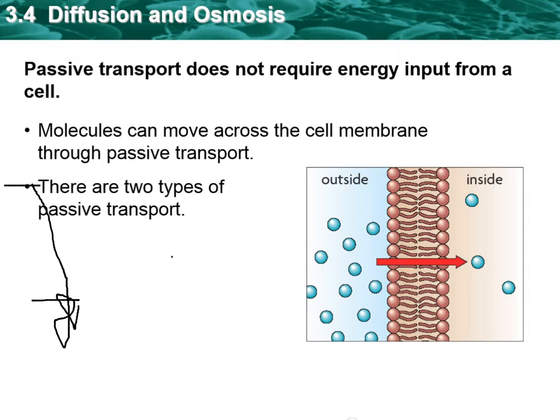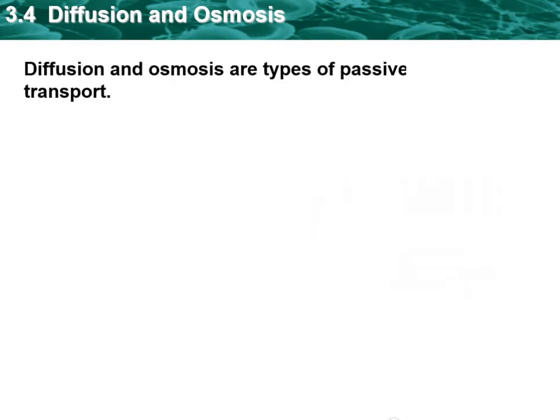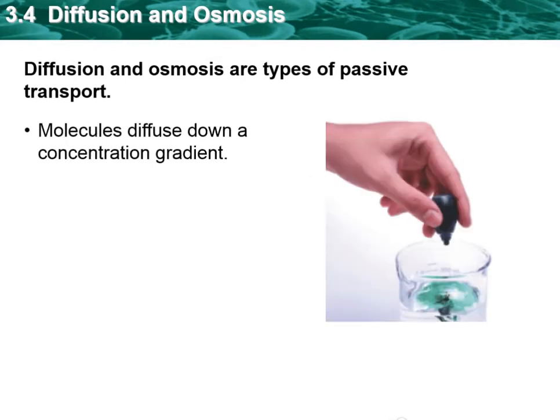So there are two types of passive transport. You have diffusion, and there's osmosis, which is going to sort of fall into that category. Another name for osmosis would be facilitated diffusion. So that's where it has a little bit of help through a protein channel or something like that. So diffusion and osmosis are types of passive transport.